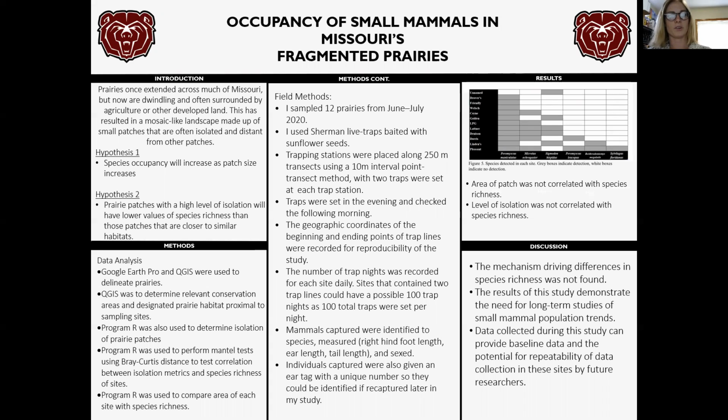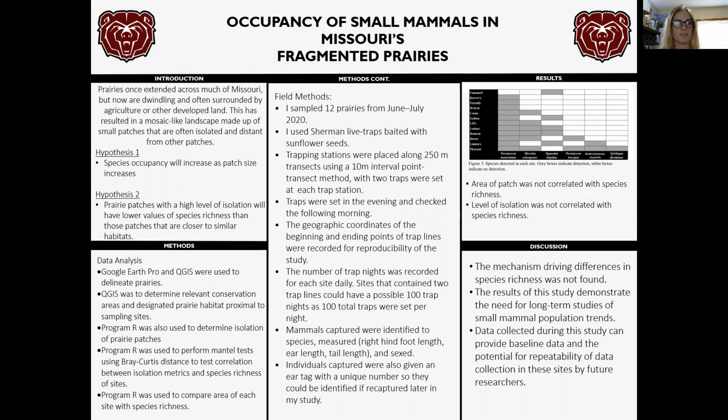For a little brief intro, historically prairies extended across most of Missouri. They're now dwindling, and they're often surrounded by agriculture or other developed land, such as housing. This has resulted in a mosaic-like landscape, which is made up of small patches that are isolated from each other, and this has caused these fragmented landscapes.